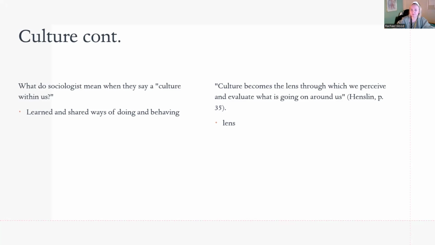And then I have another quote here from my Intro to Sociology textbook, and it says, culture becomes the lens through which we perceive and evaluate what is going on around us. And so for anthropologists and sociologists, mostly sociologists here, they really view culture as a lens where we put on our cultural glasses, right, to see stuff around us. And it helps us to maneuver our world or our society or our little neighborhood a particular way.